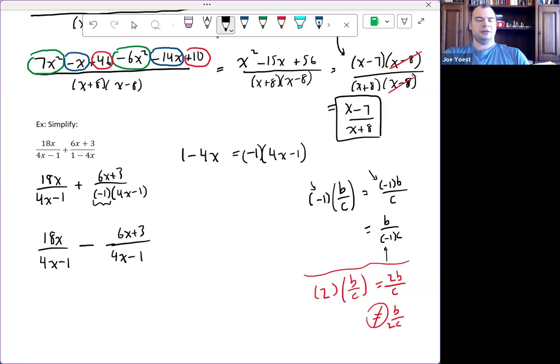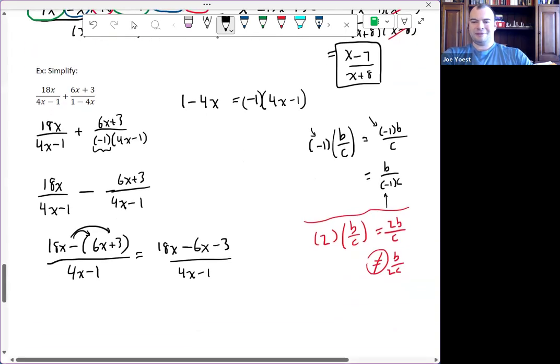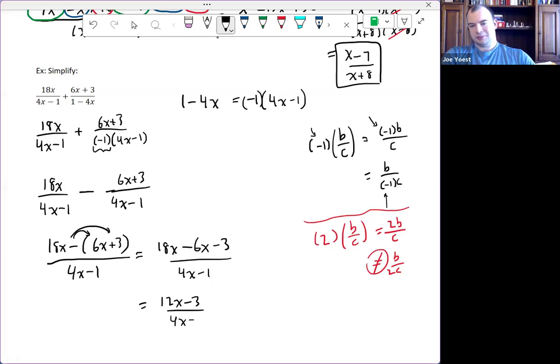So I can get the denominator that I want. I can get like denominators pretty easily in this case. So I end up with 18x minus the entire numerator, 6x plus 3. Make sure to put that in parentheses, over 4x minus 1. I'll distribute the negative just to be careful. Super easy to drop a negative sign here. So 18x minus 6x, and then minus 3. That's 12x minus 3 over 4x minus 1.